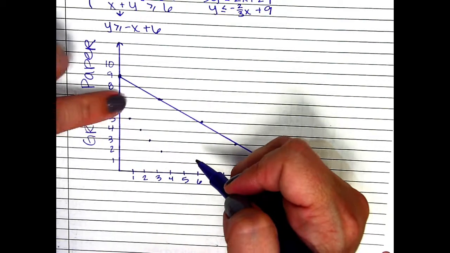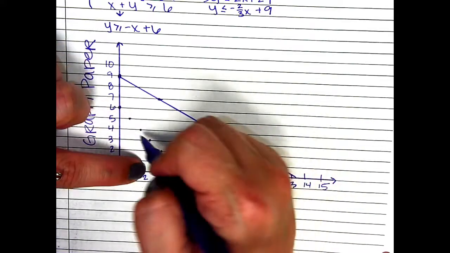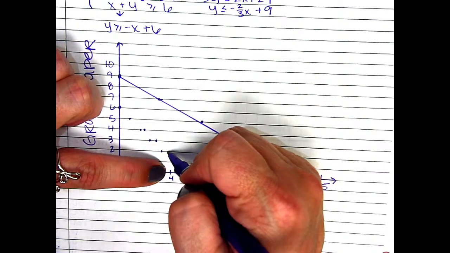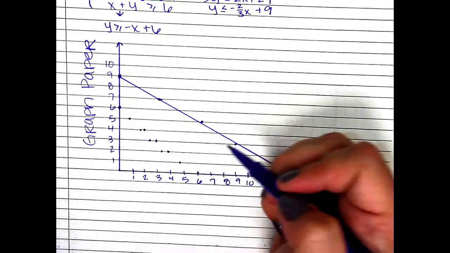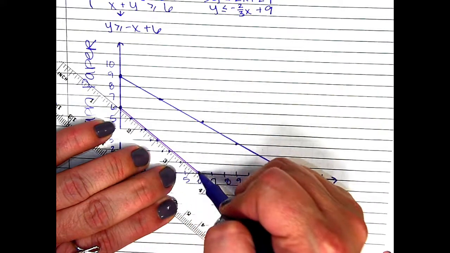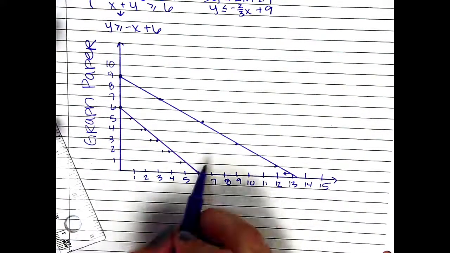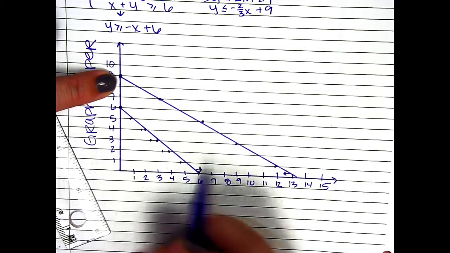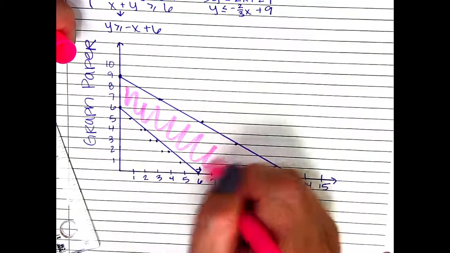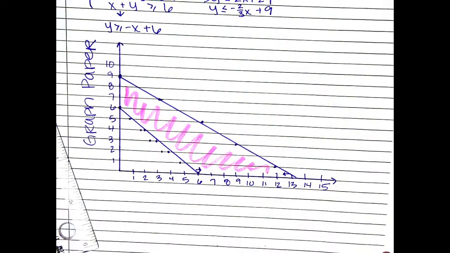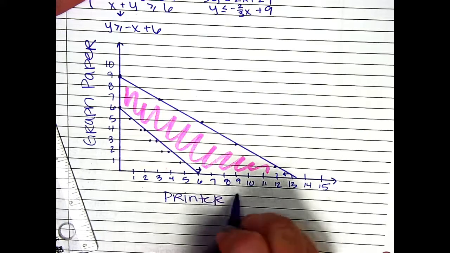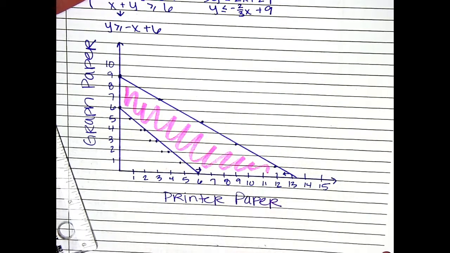Ooh, I didn't quite get those right. Sorry, this is what happens when you eyeball things. There we go. Should end on 6. And I want y to be greater than that line, so that's up here. So we would shade in right in between our two lines, and that's the feasible region. Those are the possible answers. And that's printer paper.